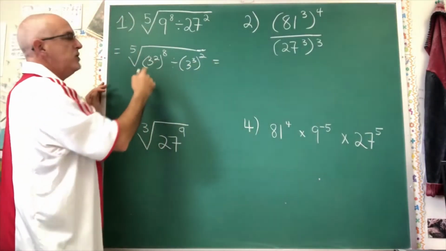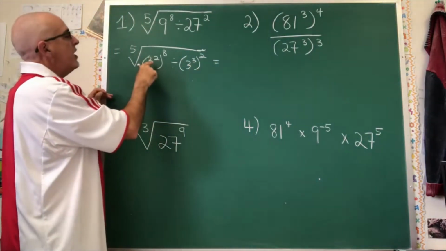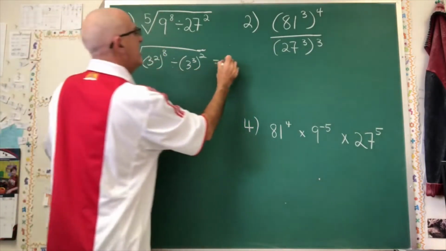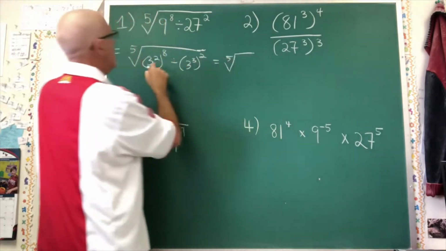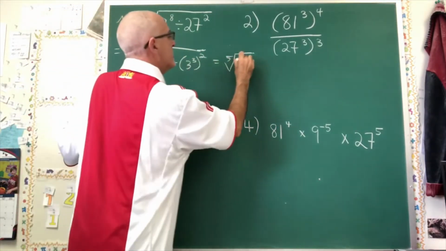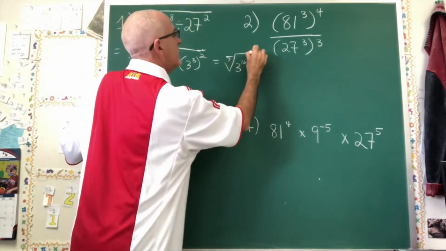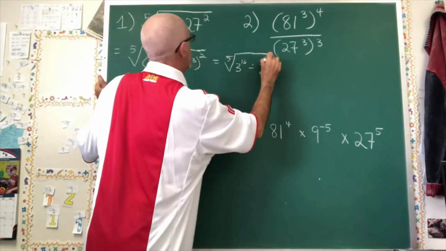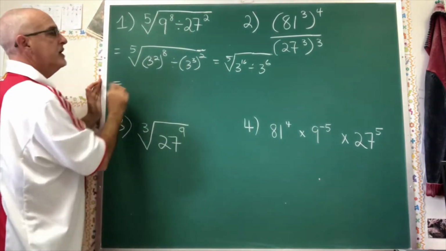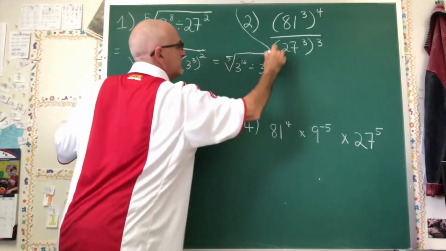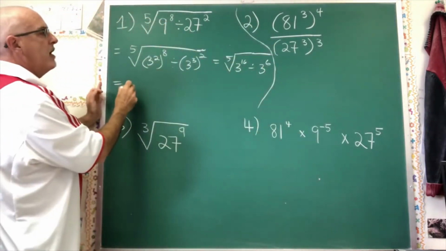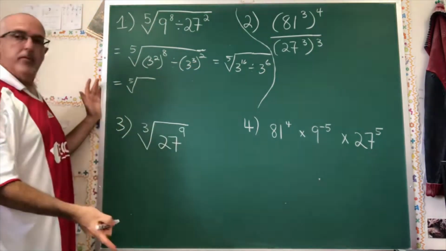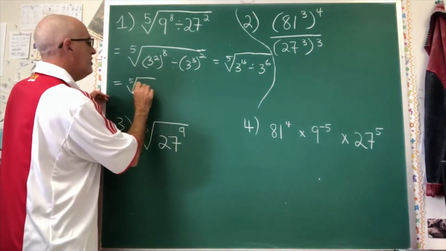Now I'm going to apply the laws of exponents, and I have 3 squared to the 8, a power to a power. I multiply, so I have 3 to the 2 times 8, which is 16. And here we have 3 to the 3 times 2, which is 3 to the 6. Continuing down here, I have the 5th root of 3 to the 16 divided by 3 to the 6. I subtract the exponents, so it's 3 to the 10.